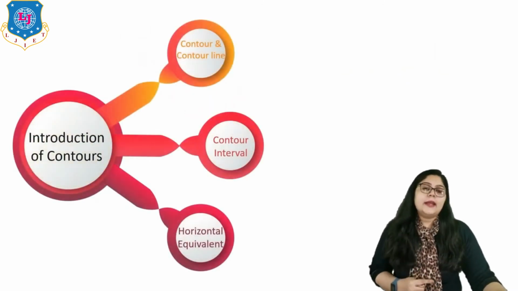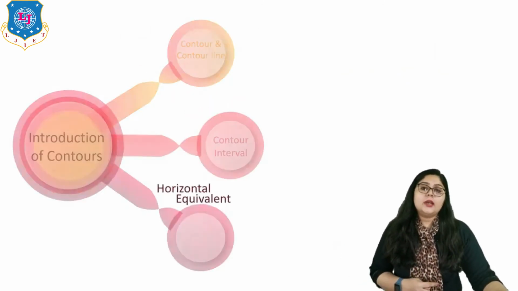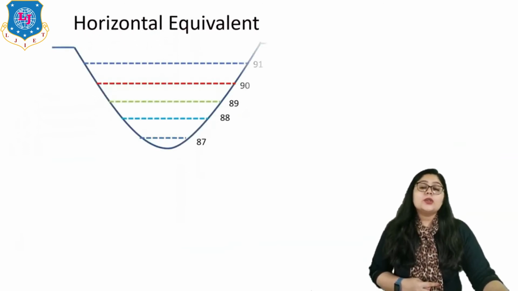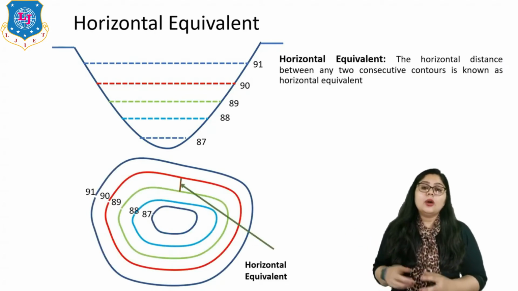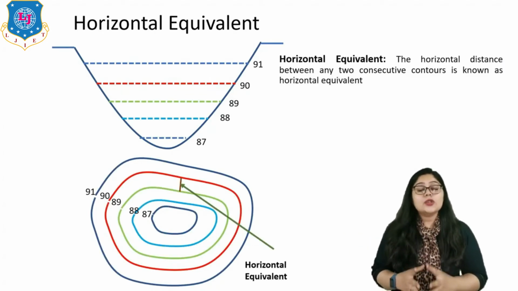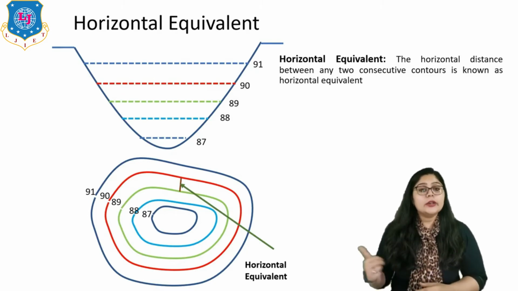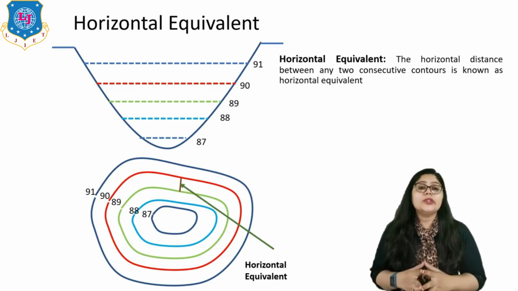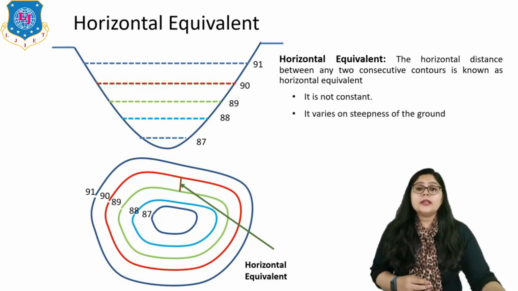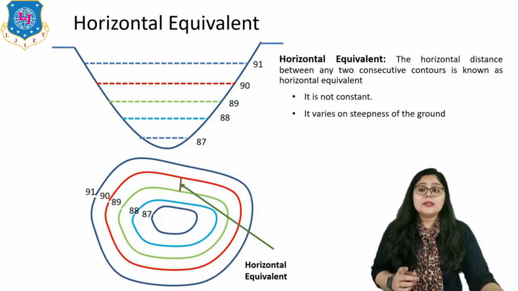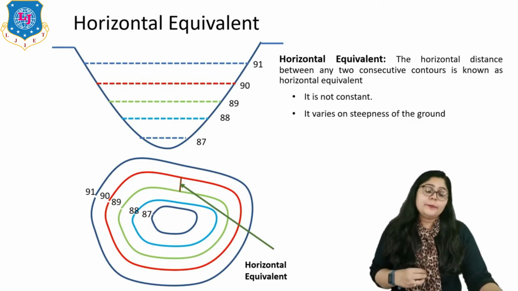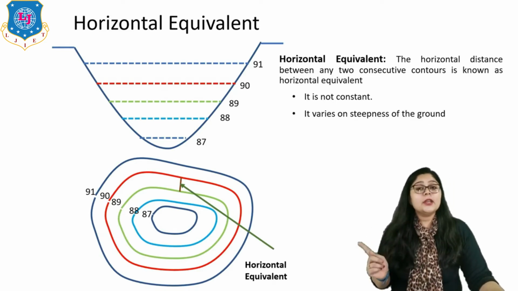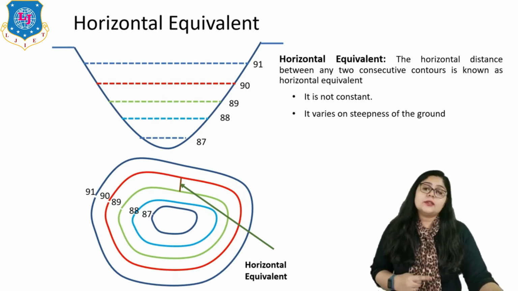Now, let us understand the third term, horizontal equivalent. So, what is a horizontal equivalent? Generally, here on screen, you can see that this is the valley and we are trying to draw the contour lines for it. The horizontal equivalent is the horizontal distance between any two consecutive contours. Here on screen, you can see that it is not constant. The difference is not constant. It varies with the steepness of the ground, right? So contour interval is something different and horizontal equivalent is different, right?